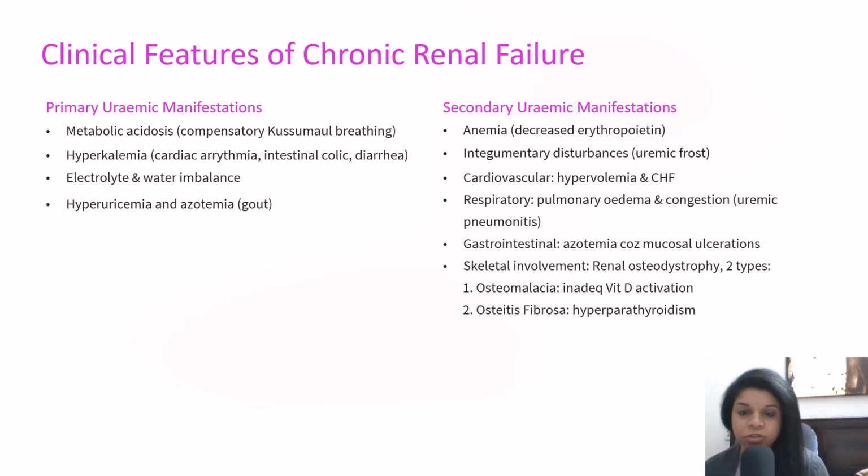Secondary uremic manifestations. What are secondary uremic manifestations? As I said, erythropoietin is not there, so the patient can have anemia. Integumentary disturbances. Integumentary means skin related disturbances. There may be uremic frost.